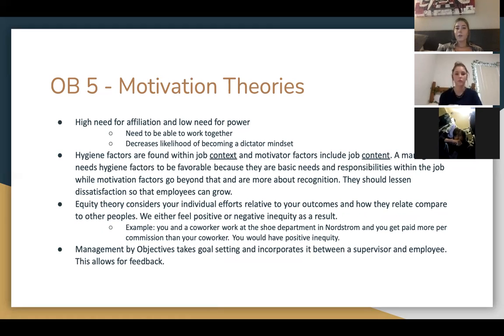And a low need for power will decrease the likelihood of this manager to become a dictator and not act rationally. We can be influenced by hygiene factors as well as motivation factors. Hygiene factors are found within the job context, and motivator factors include job content. A manager needs hygiene factors to be favorable because there are basic needs and responsibilities within the job, while motivation factors go beyond that and are more about recognition. So basically, hygiene factors come before the need for motivation factors.